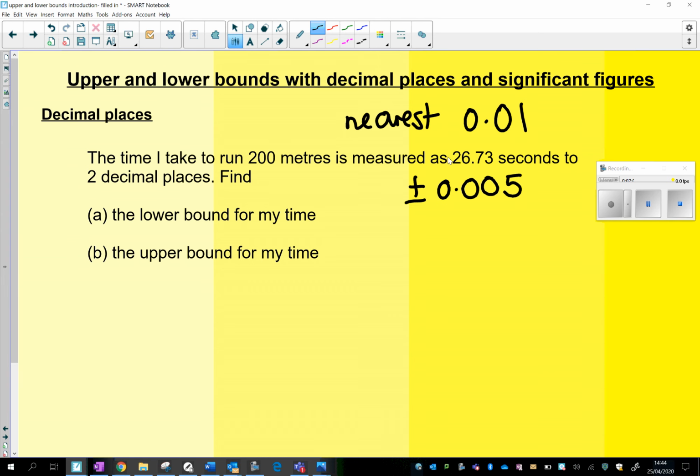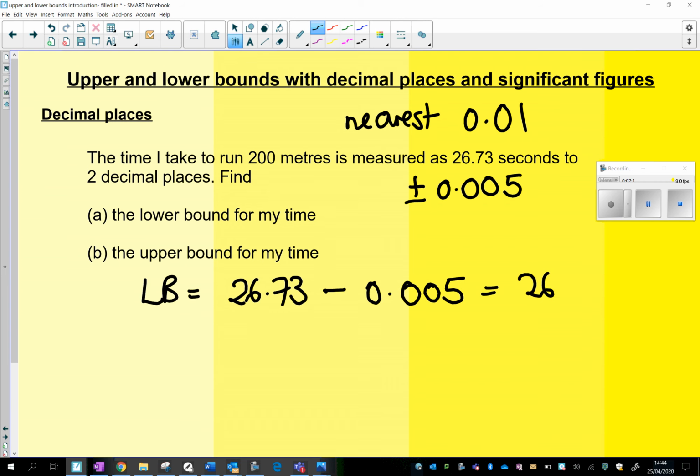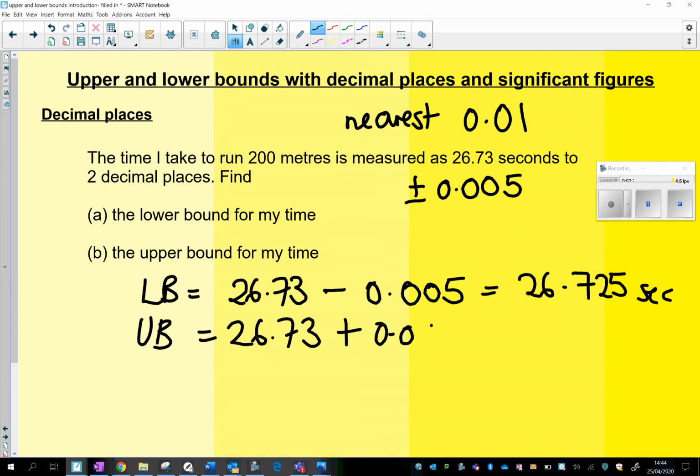0.005. Okay, so the lower bound is going to be 26.73 take away 0.005. Well, that's 26.725. You can always use a calculator here, and that's in seconds. And the upper bound is, as usual, going to be 26.73 add 0.005, and that's just 26.735 seconds.